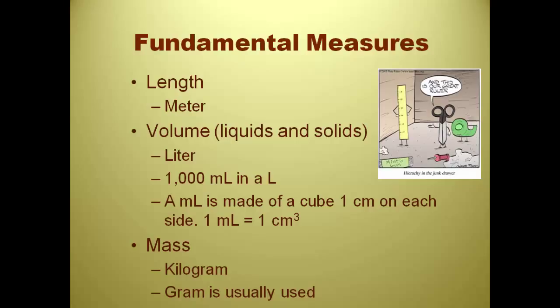Remember, volume is just the amount of space something takes up, and liters are, of course, 1,000 mLs, which if you're talking about soda cans or anything, milliliters would be more appropriate to talk about. And a milliliter is the amount of space that a cube takes up that is 1 centimeter on each side. That's why 1 mL equals 1 cubic centimeter. Now mass is measured in a kilogram, or if we're talking about actual chemical quantities, grams are far more likely.